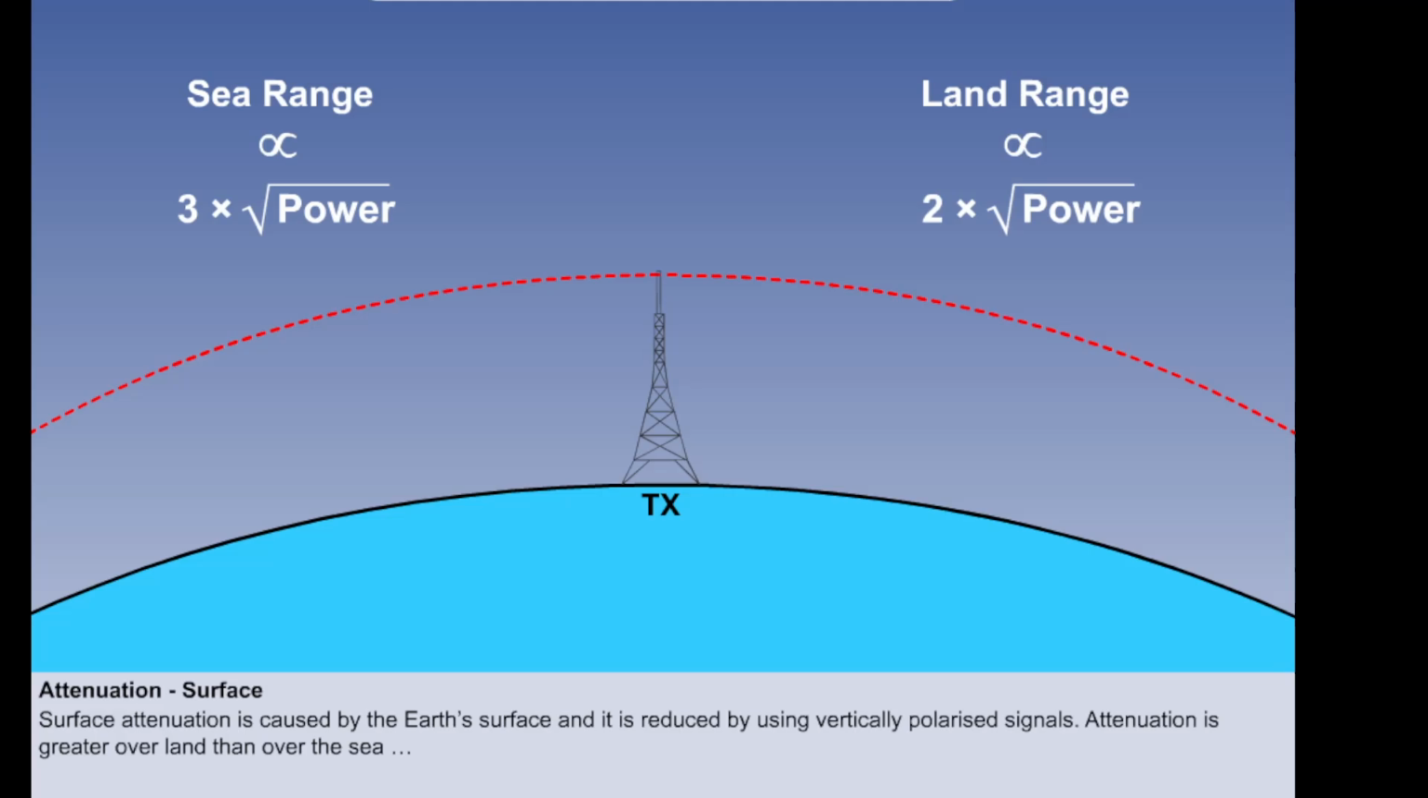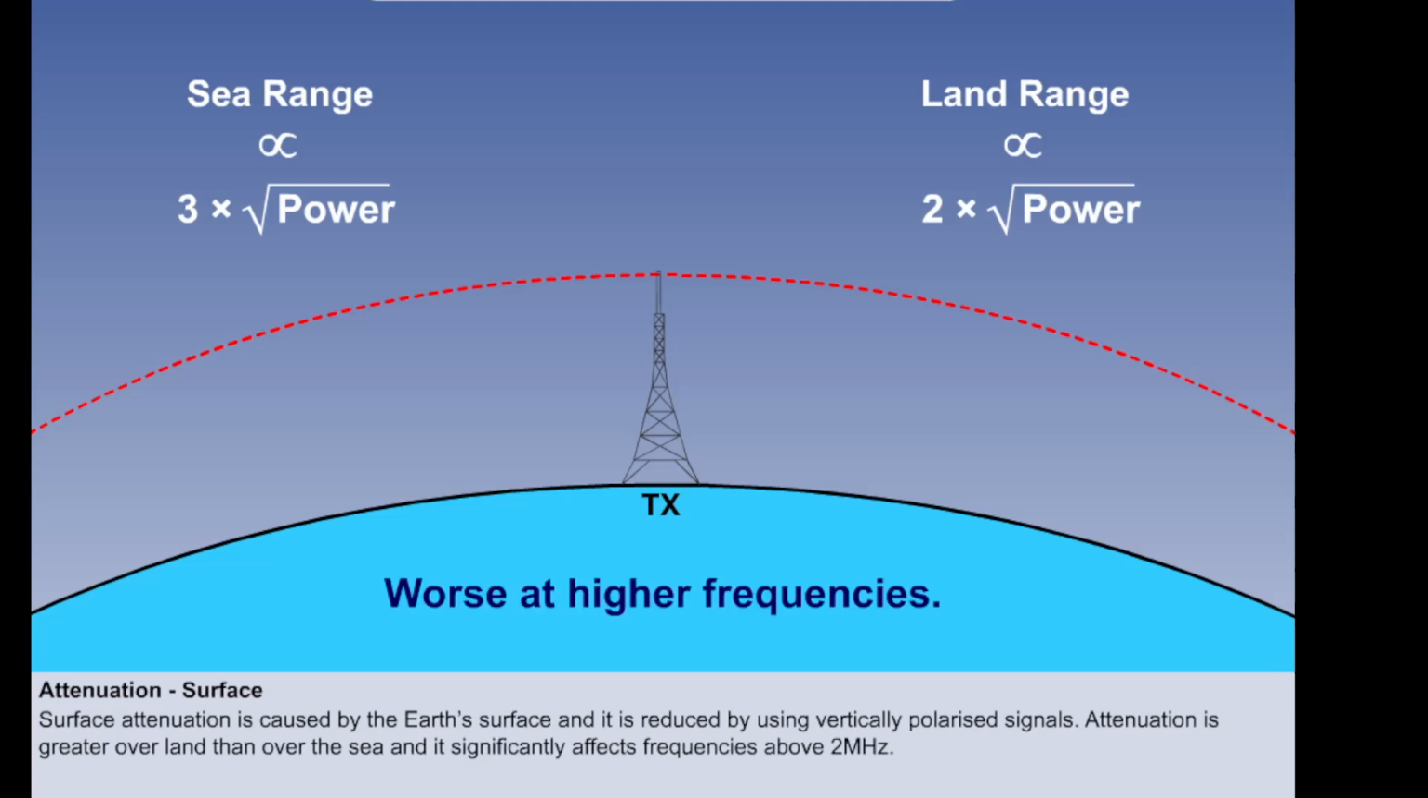The nature of the surface of the Earth over which the wave travels is also a factor in attenuation. Radio waves attenuate more over land than over the sea. Mountains, forests, and deserts cause the greatest attenuation of radio waves. Surface attenuation increases as the frequency of the signal increases, and so frequencies above 2 MHz are of little use for long-distance transmissions.